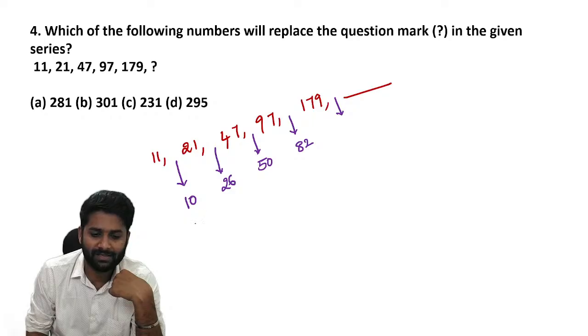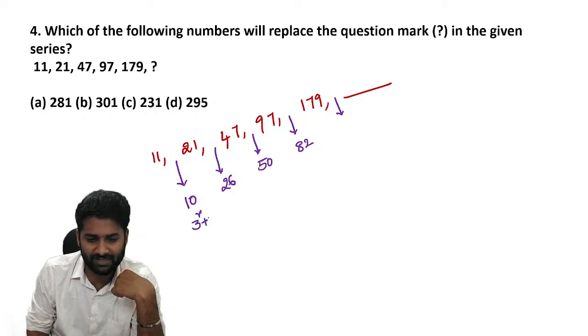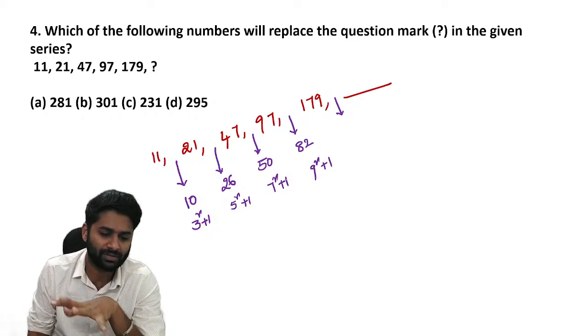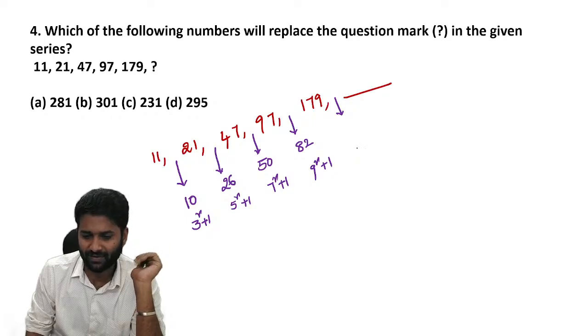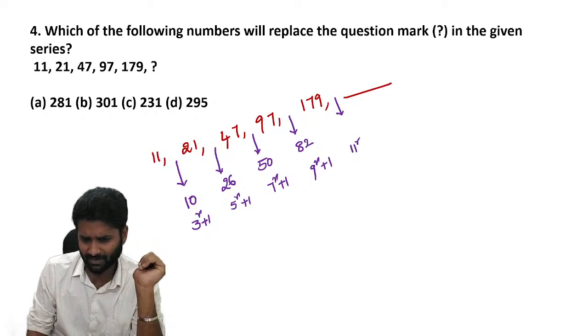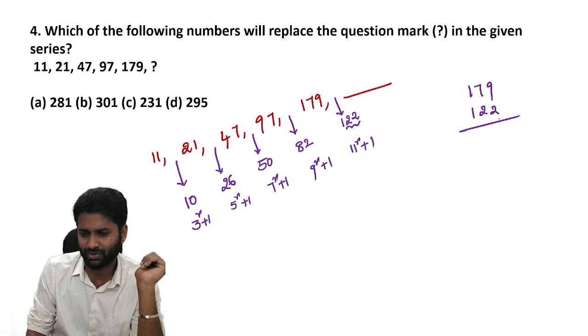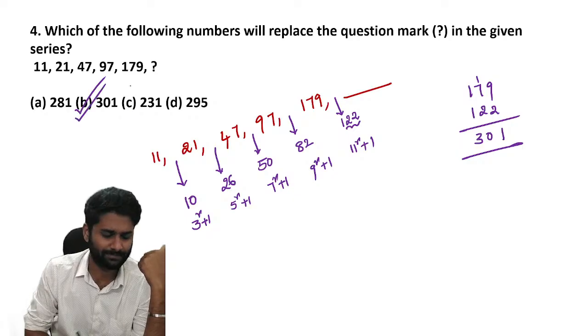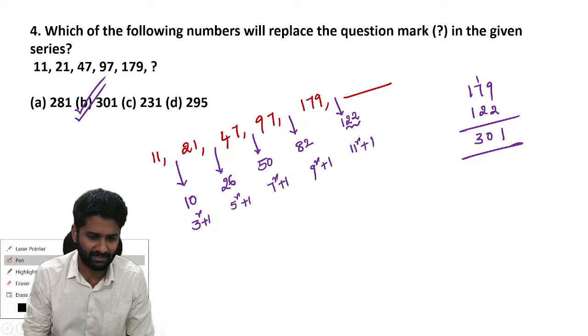Now if you observe, guys, all the numbers are near to square numbers: 3 square plus 1, 5 square plus 1, 7 square plus 1, 9 square plus 1. So 3, 5, 7, 9 are all square numbers. So definitely the next number should be 11 square plus 1. You have to add 122 units to the 179. Then the answer must be 301. 301 is the correct answer. Clear?